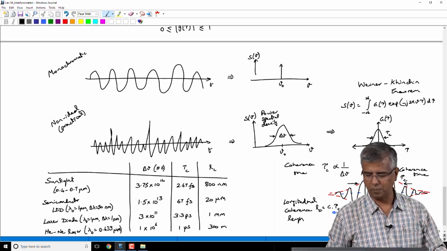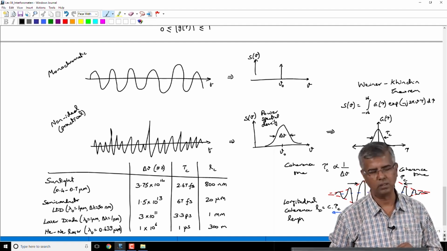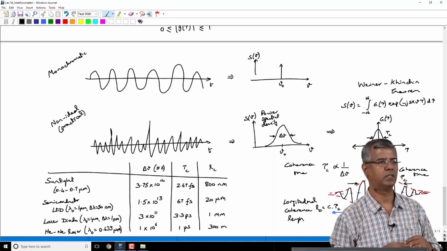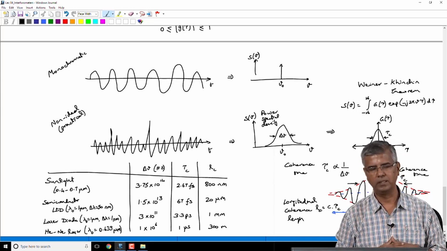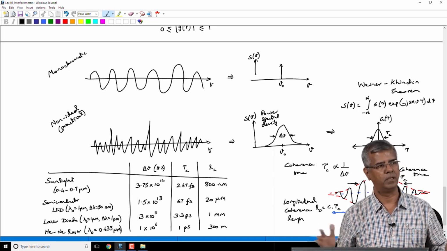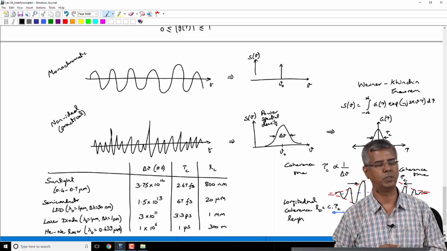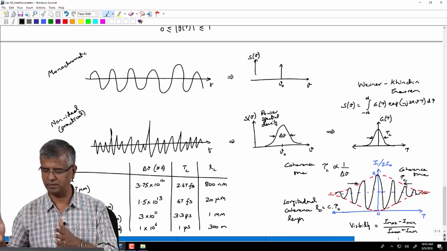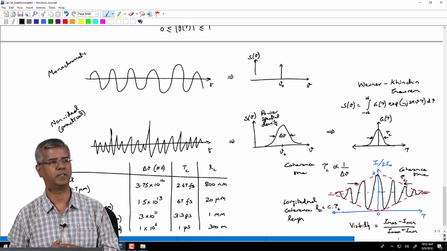Okay, so let me stop at this point. What we have just started is quantifying the coherence of light. Based on the fact that it is typically a non-monochromatic source that we are dealing with in practice, the coherence, or the range of delays over which we can see interference between these two constituent waves, is limited. And of course, what we are saying is that the coherence time or the coherence length is inversely proportional to the width of the source spectrum.